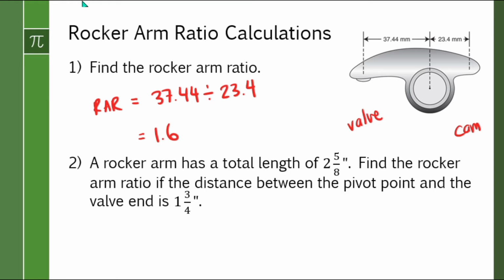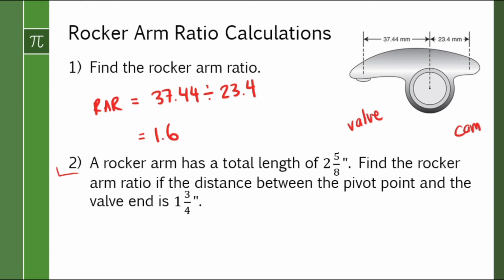So let's say, in a crazy world, your lobe lift on the camshaft was 1 centimeter. That means that your valve will open 1 times 1.6, or 1.6 centimeters, okay? We'll deal with that in a second. Let's just get another rocker arm measurement here.